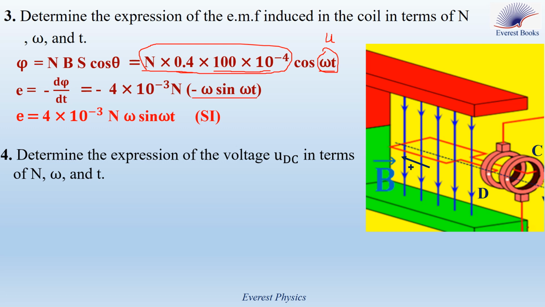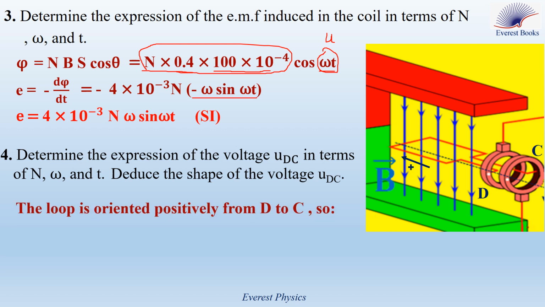Let's move to part 4. Determine the expression of the voltage UDC in terms of N, omega, and t, and then deduce the shape of the voltage UDC. Now look at the figure. The loop is oriented positively from D to C. So UDC is equal to Ri minus e. Remember, the expression of the voltage across the coil depends on the chosen positive sense and not on the direction of the current. Now, i is equal to 0 because the circuit is open. So we still have UDC is equal to minus e.